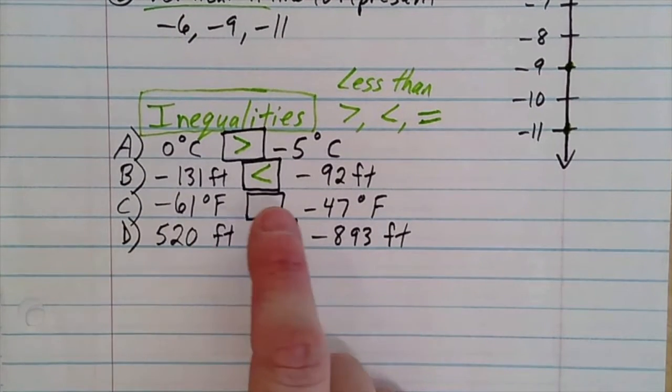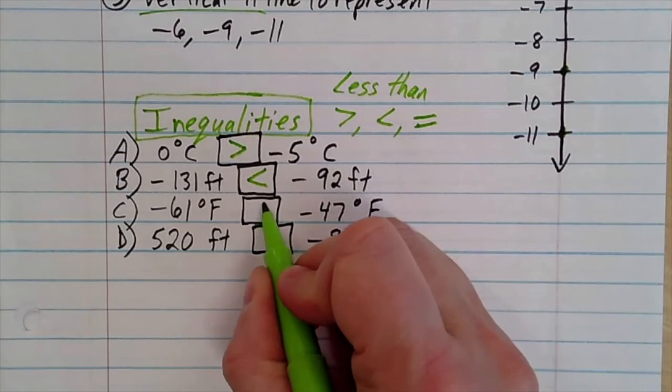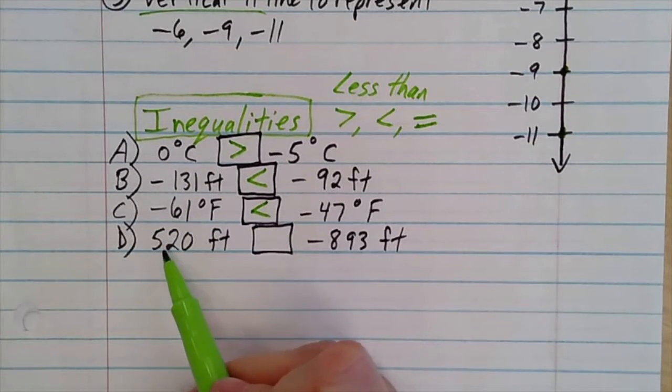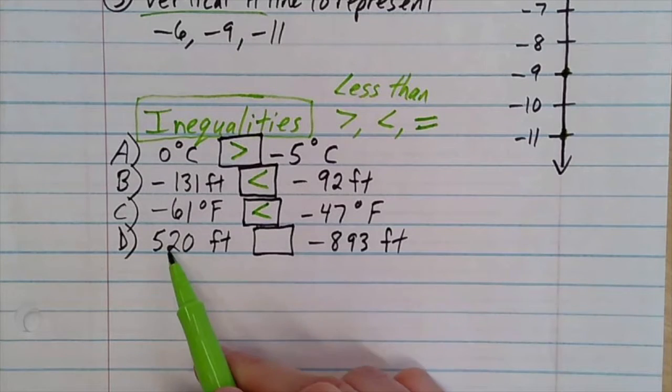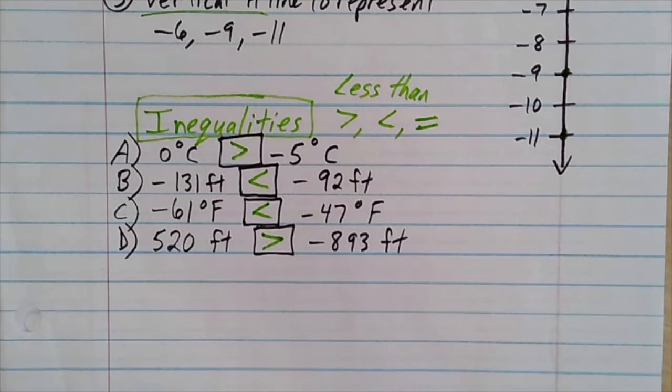You're comparing 2 negative numbers here. -61 is further to the left, so it's actually less than -47. You have a positive number and a negative number, so that's actually less, so this one's greater. Positive would be to the right of 0. This would be to the left of 0.